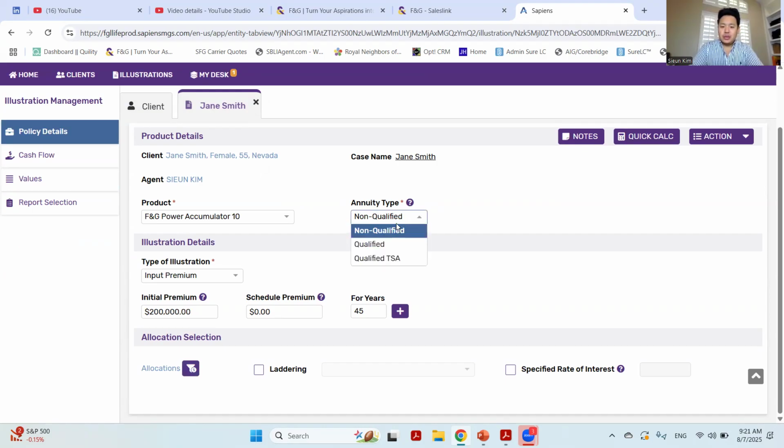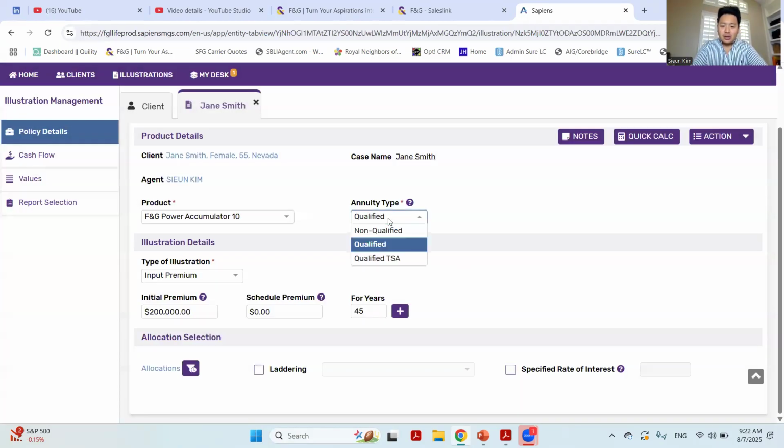What is the difference between a non-qualified and qualified? I don't want to go into too much detail because that's going to take a while. But the non-qualified annuity means that it's not in a government qualified retirement account, such as a 401k, IRA, 403b, 457, things like that. That means it's a government approved tax deferred retirement account. Okay. That's what the qualified means.